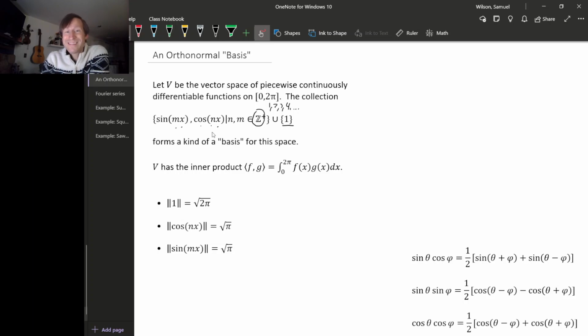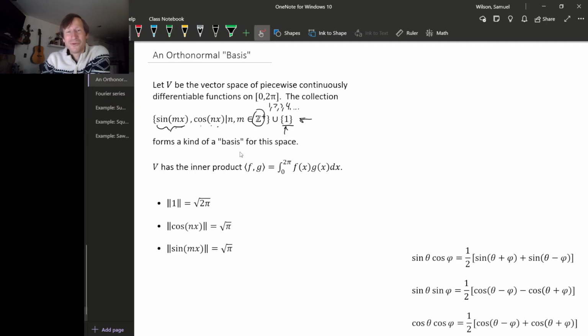But notice that this is infinitely many functions, because we have the constant function 1, which is just a single function. But sine of mx is shorthand for many different functions. There's sine of x, sine of 2x, sine of 3x, and so on, and then also cosine of x, cosine of 2x, cosine of 3x, and so on. So this collection is actually an infinite collection.